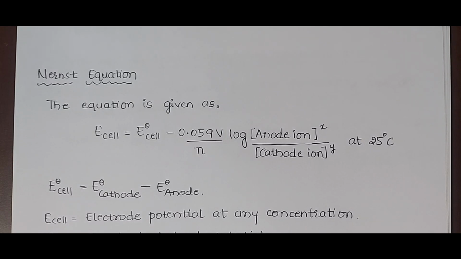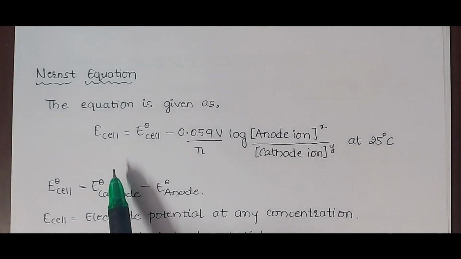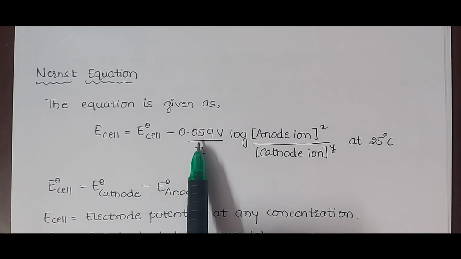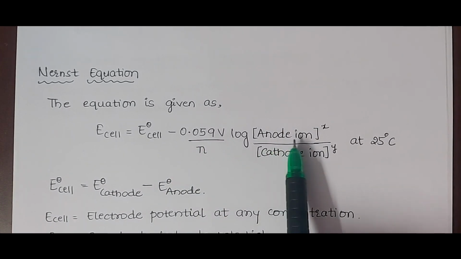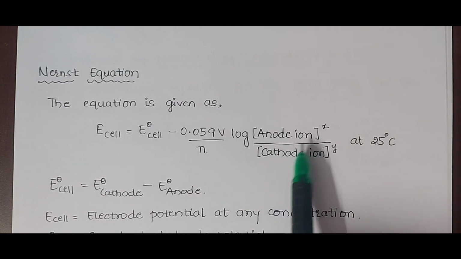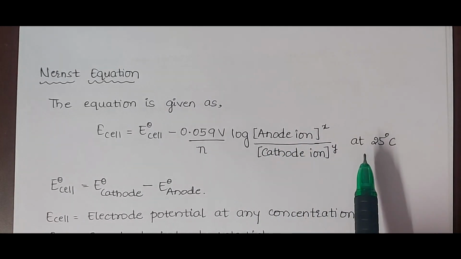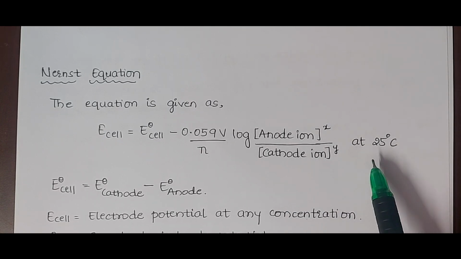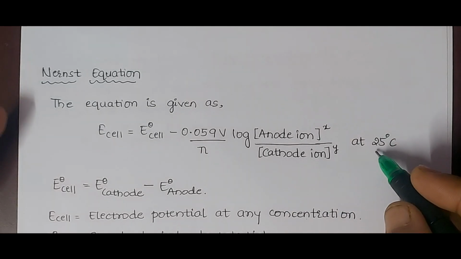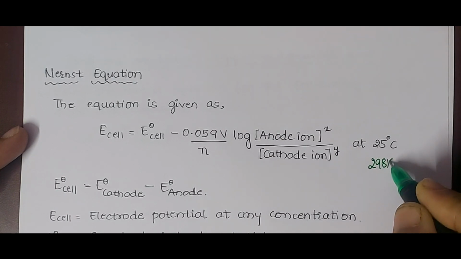So in this video, we'll discuss the problems on electrochemistry based on Nernst equation. So how do we write the Nernst equation for any electrochemical cell? We write it as E cell equal to E naught cell minus 0.059 volt divided by n, log of anode ion raised to the power x divided by cathode ion raised to the power y at 25 degrees Celsius. So this is the equation used at 25 degrees Celsius or 298 Kelvin.